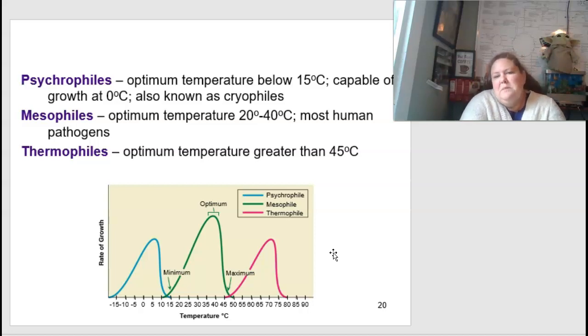Mesophiles have optimum temperatures of room temperature, and these are most of the human pathogens because they are surviving in the environment that our body is happiest in, right? And then we have thermophiles, where the optimum temperature would be greater than 45 degrees Celsius. This is in figure 7.9 if you want to read up on that a little bit more.